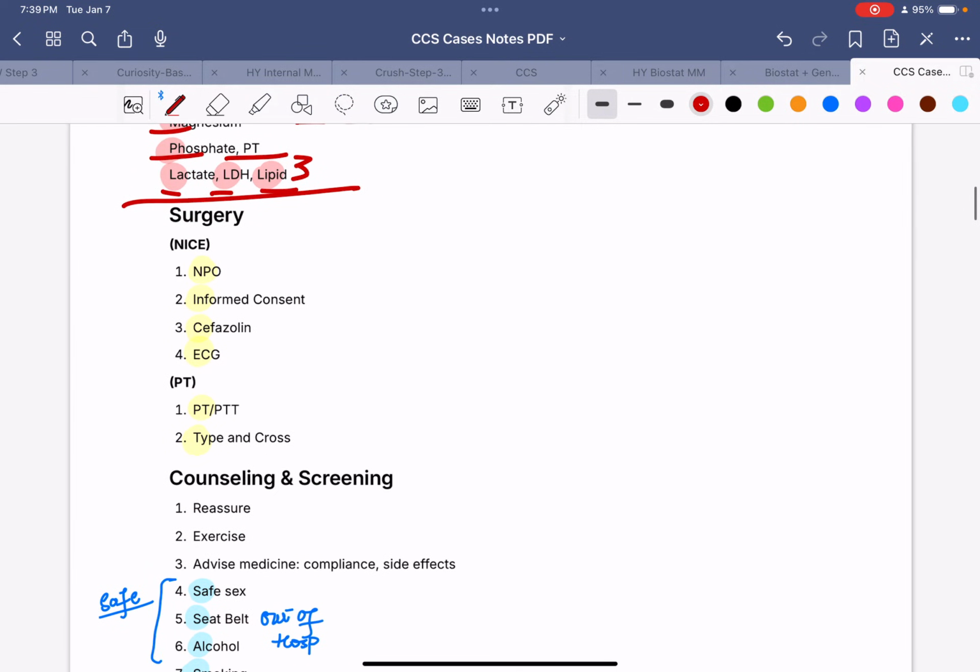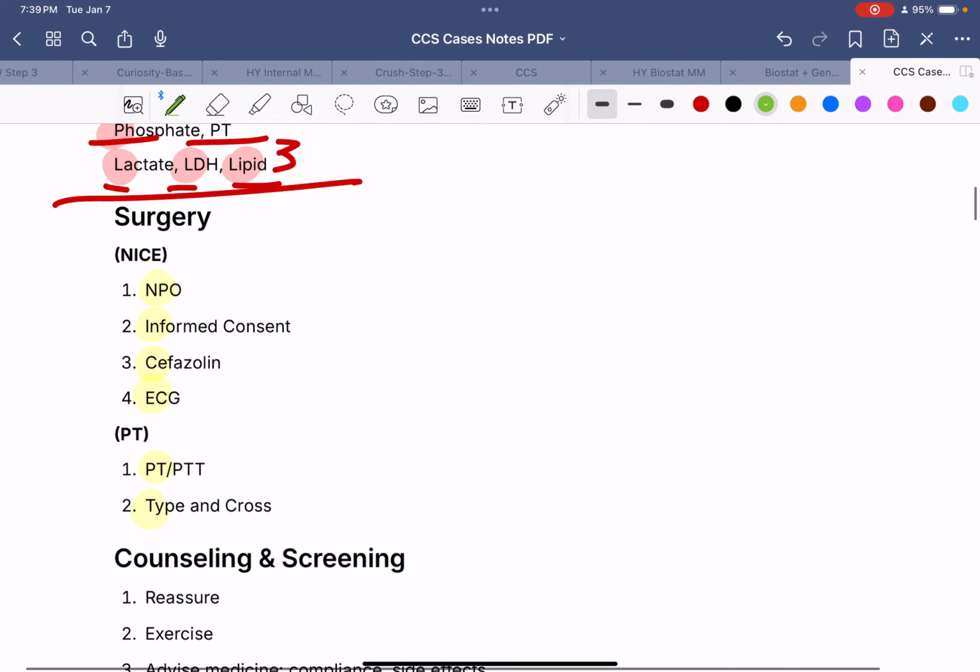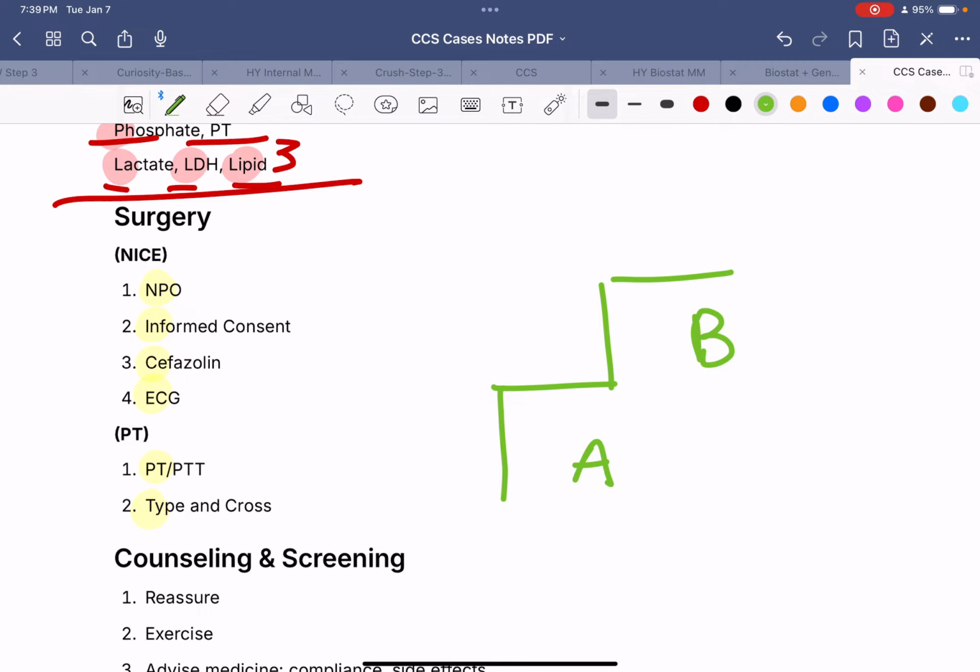Now let's move on to our next orders, which are for surgery, and we will remember this in the form of a mnemonic, which is NICE PT. So here for surgery we just have 2 steps for it. Let's begin. N is for NPO, I is for informed consent, C is for cefazolin, and E is for EKG. And then P and T make PT, APTT, and then type and cross match.